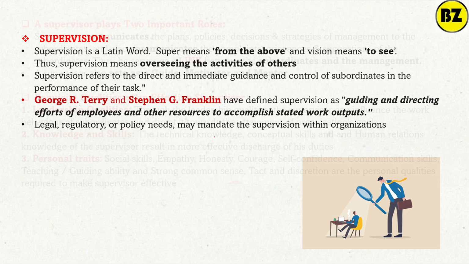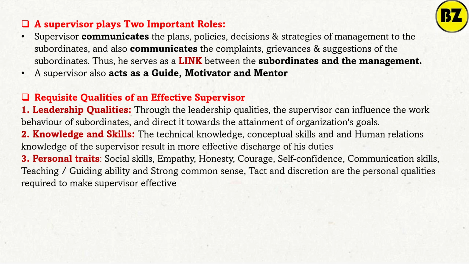Very simple supervision. Now, the supervisor plays two important roles. Here is the supervisor, here are the workers, and here is, suppose, the higher authority. The supervisor has two basic tasks. He will communicate whatever the higher authorities are saying to the team members, and he will also communicate the problems faced by team members to the higher authority. That means he acts as a link between the subordinates and the management. He will also act as a guide, motivator and mentor to his staff.